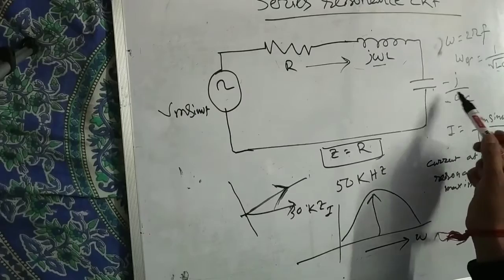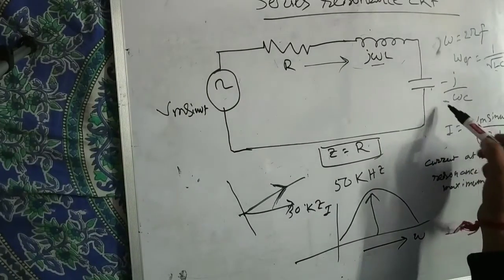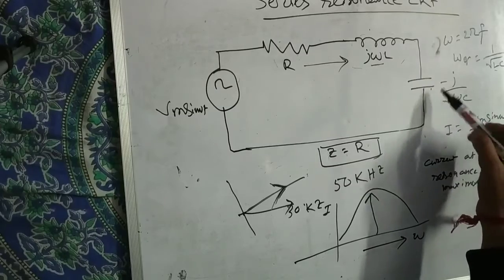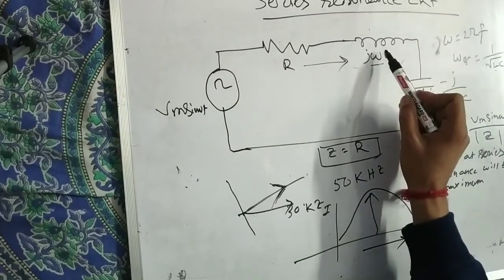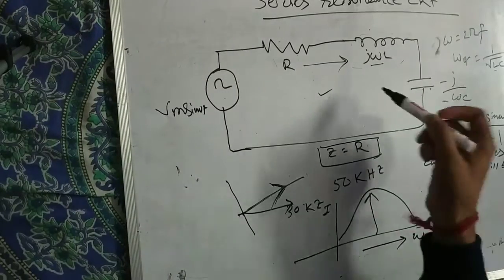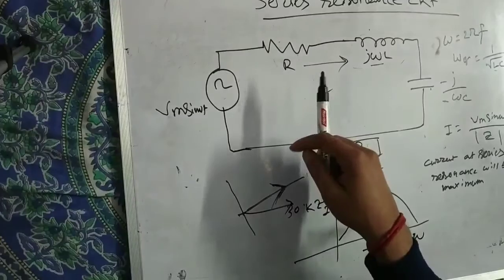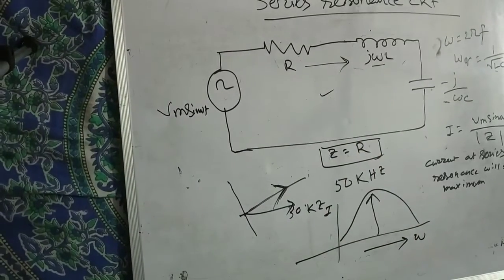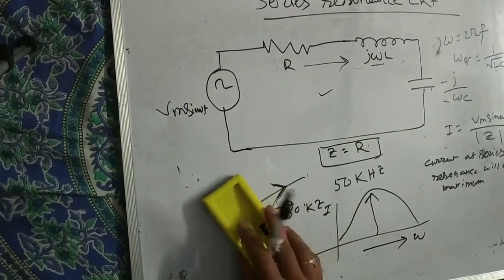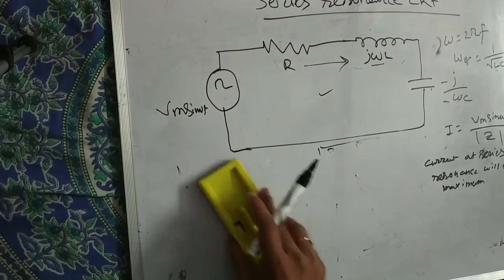And if the frequency is very low in this circuit, then what will happen? The capacitive reactance value will be high and the inductive reactance value will be low, so the circuit will be capacitive in nature. And we all know in a capacitive circuit, current will lead. Now there is another term we have to derive for this resonance circuit.